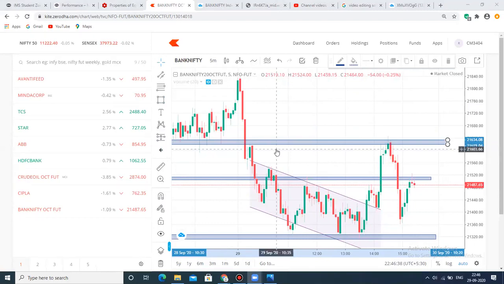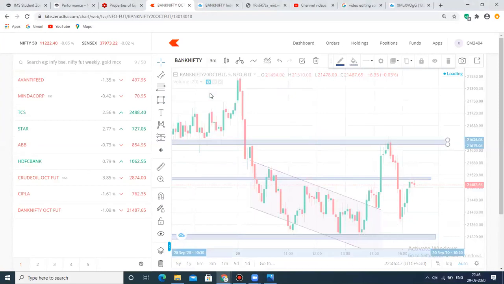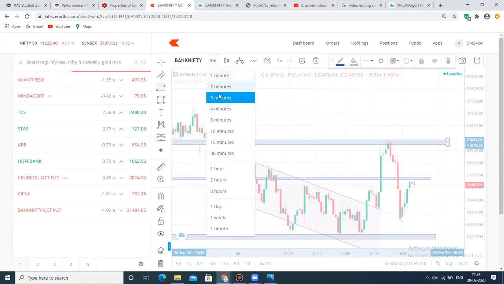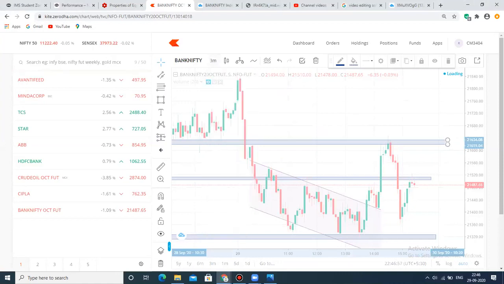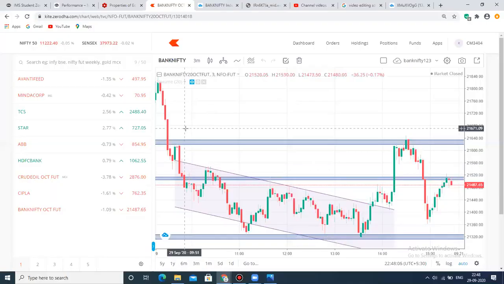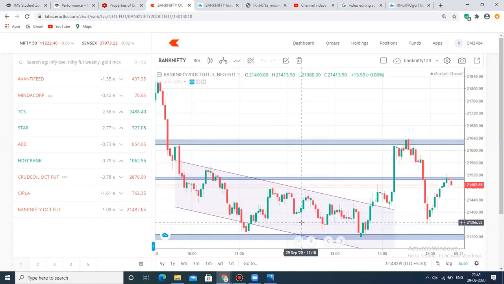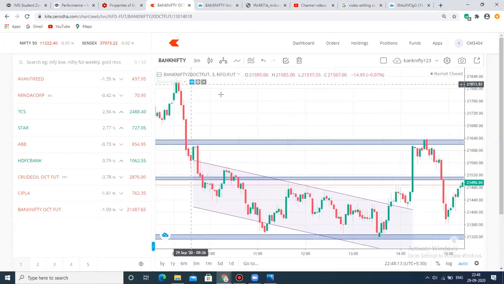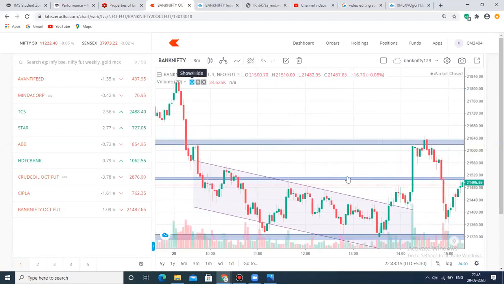So what we do is we wait for the setup to break out, and then we mark the supply and demand zones inside this. So I'll just go to a lower time frame. I'll go to a 3-minute time frame and we'll just wait for the charts to load. So I have gone to a 3-minute time frame and I'm taking a look at what exactly the stock has given. I'll just take the volume chart as well, just to show you what exactly is happening.